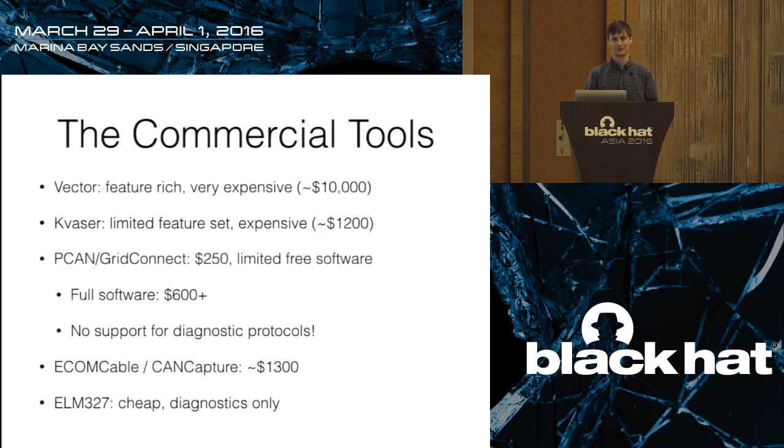They're quite a bit cheaper but still expensive, and their software is sort of useless for anything but just looking at frames and sending single frames. There's Pcan and Grid Connect, same device, different name. It's about $250. This one is actually great for the price. For a while, it was like the cheap tool you would buy. But their software, the free stuff, is really limited.